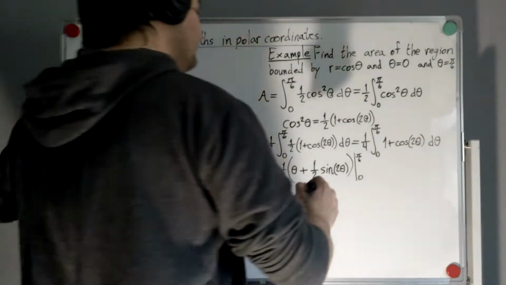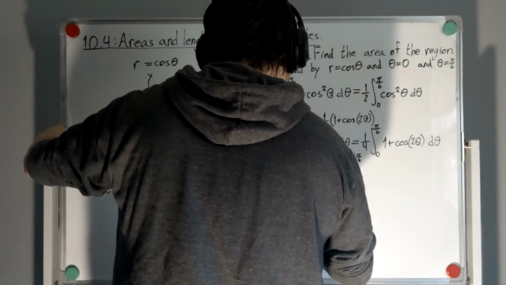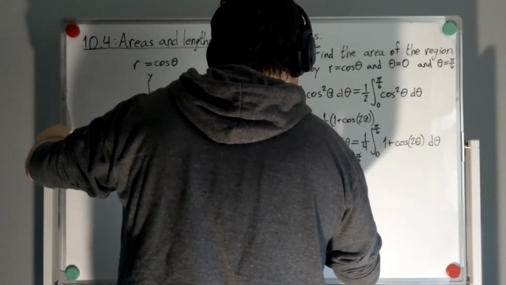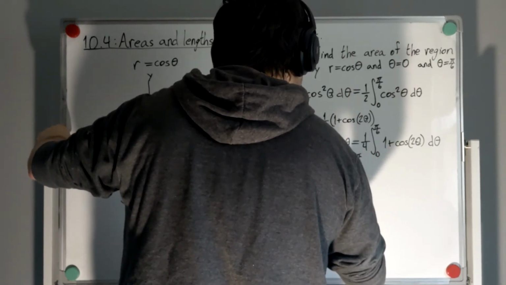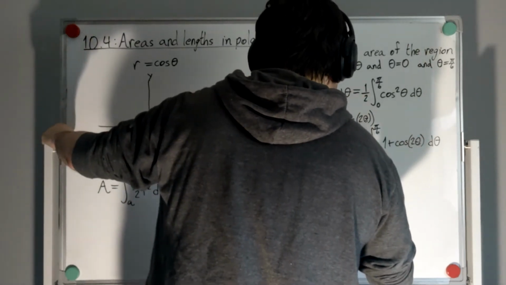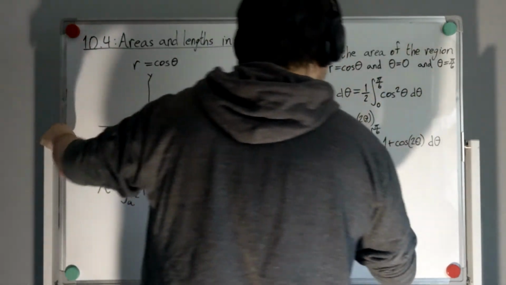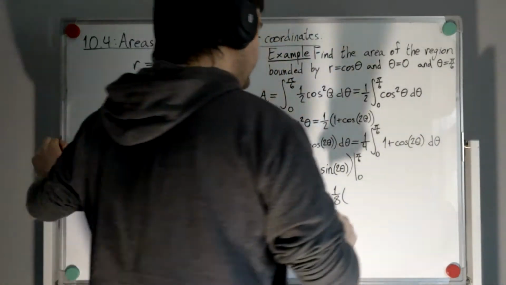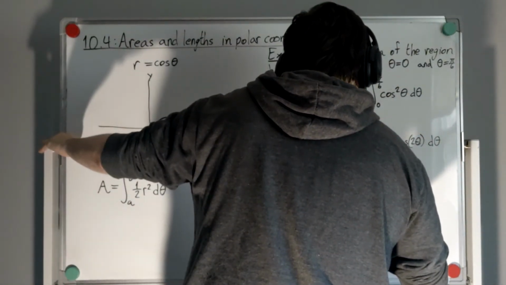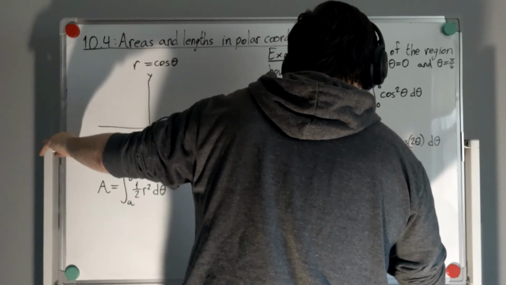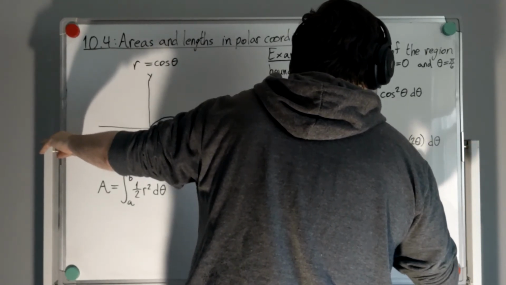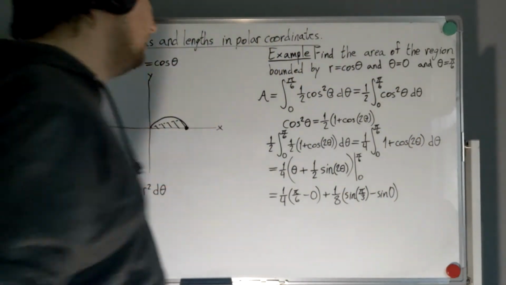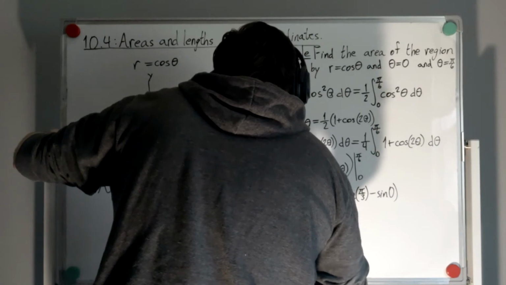Right then, so this becomes 1/4 times, okay, theta is pi over 6, and then theta is 0. Add to this, you distribute through the 1/4, you get 1/8. Sine of pi over 3 minus the sine of 0. 1/4 of pi over 6 is just pi over 24.